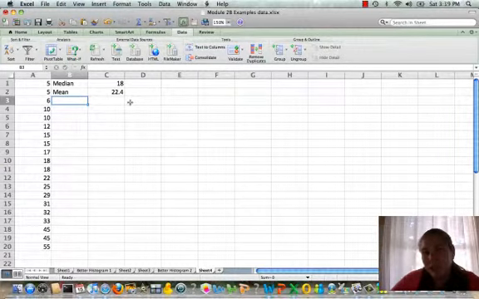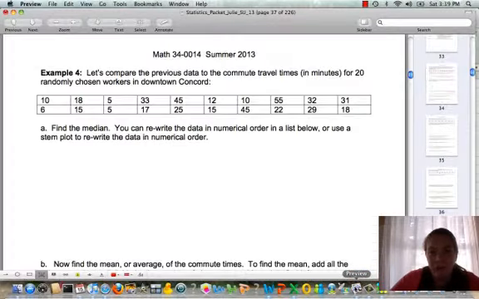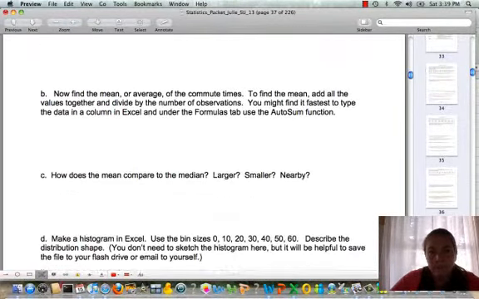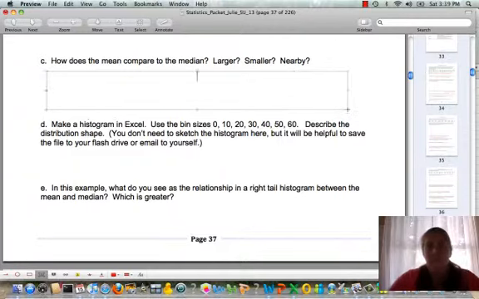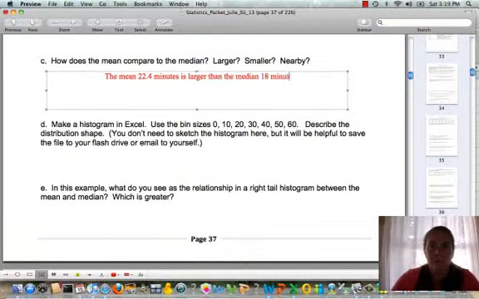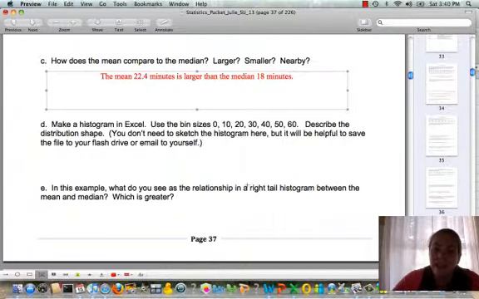So in this case, how does the mean compare to the median? Well, in our example, the mean is larger than the median. So let's go ahead and take a note on page 37 of that. So the mean, which is 22.4 minutes, is larger than the median, which is 18 minutes. So we're going to go ahead and make a histogram in Excel now. Again, our bin sizes are going to be from 0 to 60, counting by tens.